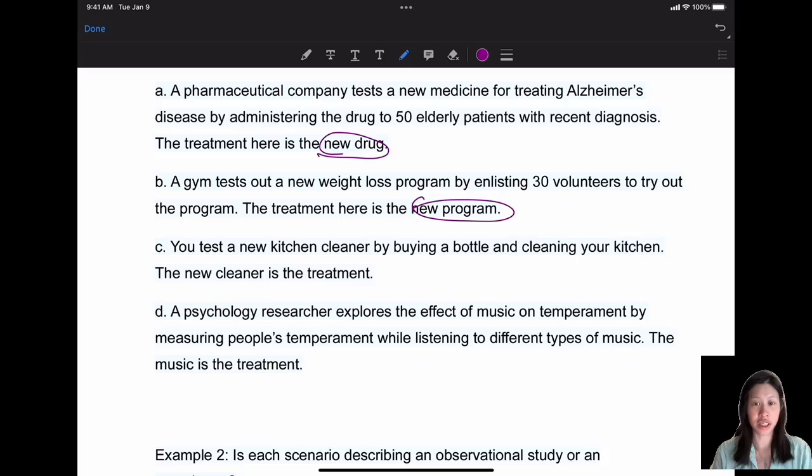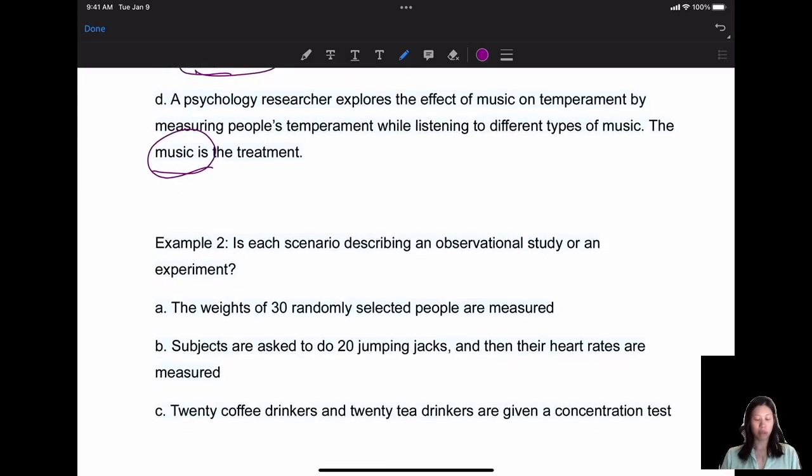You test a new kitchen cleaner by buying a bottle and cleaning your kitchen. The new cleaner is the treatment, because it is the thing that you're trying to test out. A psychology researcher explores the effect of music on temperament by measuring people's temperament while listening to different types of music. So the music is the treatment.